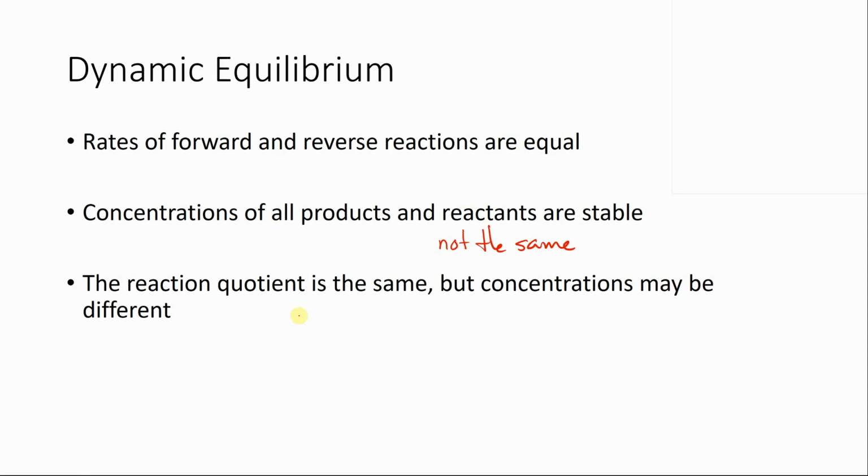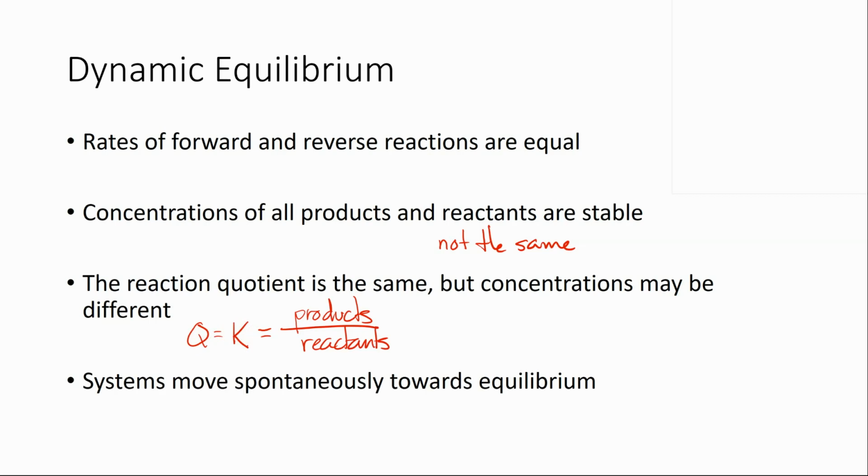So reaction quotient is the concentrations of the products over the concentrations of the reactants, and there's some exponents in this. This quantity Q is equal to a constant K at equilibrium. In the next video, we'll be talking about that equilibrium constant.